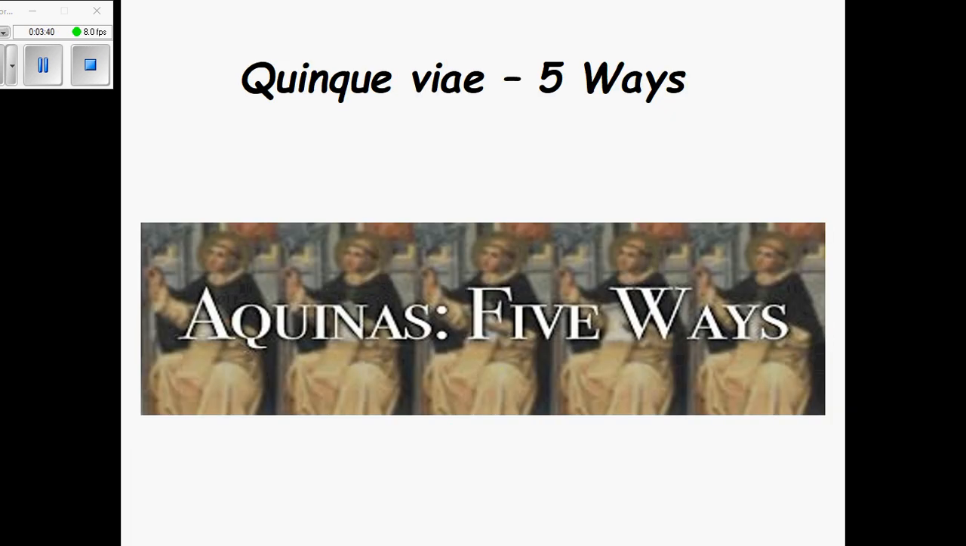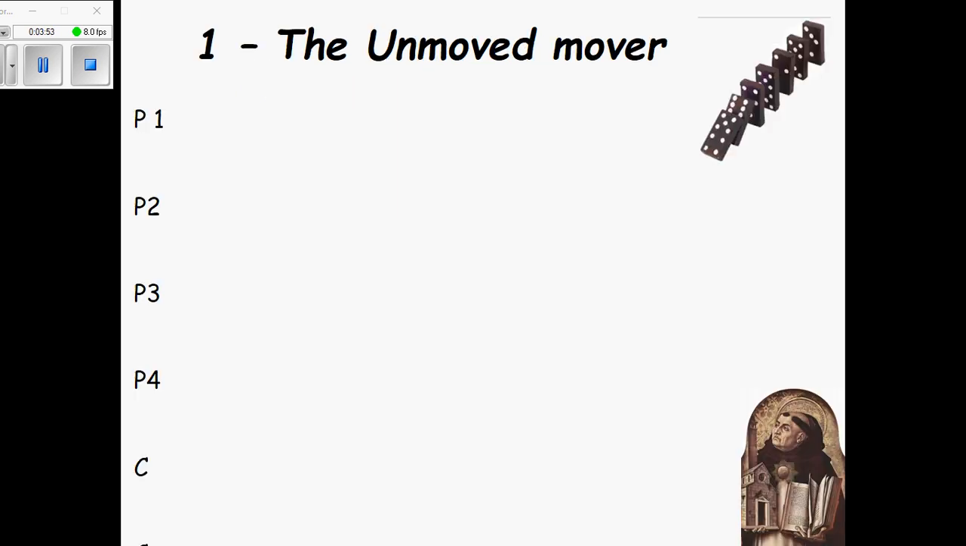So Aquinas puts this forward in his five ways. These are five arguments for the existence of God in his book, The Summa Theologica. And the first three are cosmological arguments. They're called the unmoved mover, the uncaused causer, and the argument from contingency. So all three of them are the same argument, but they're just expressed in slightly different ways.